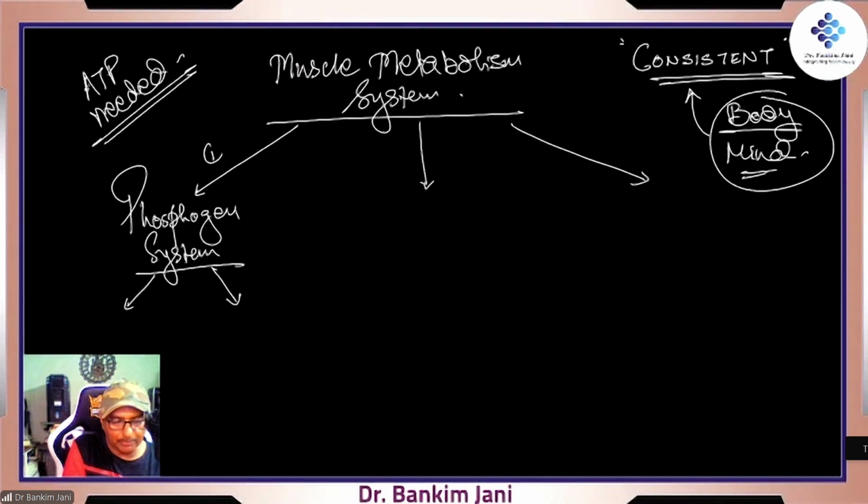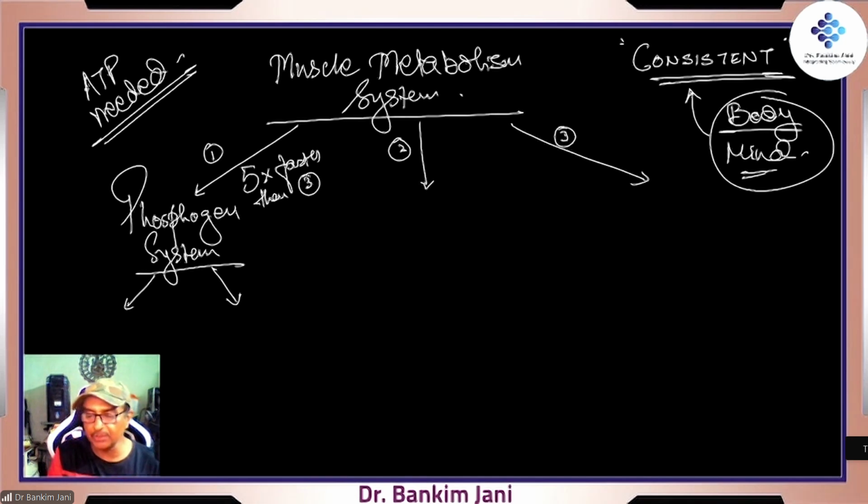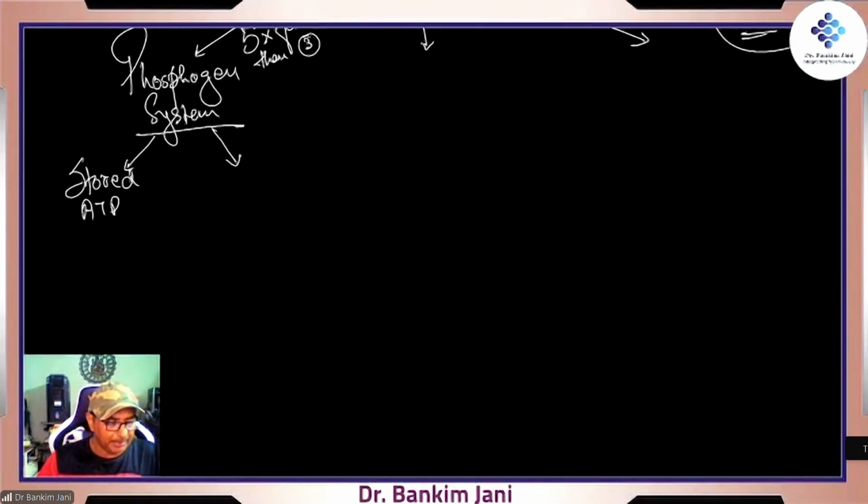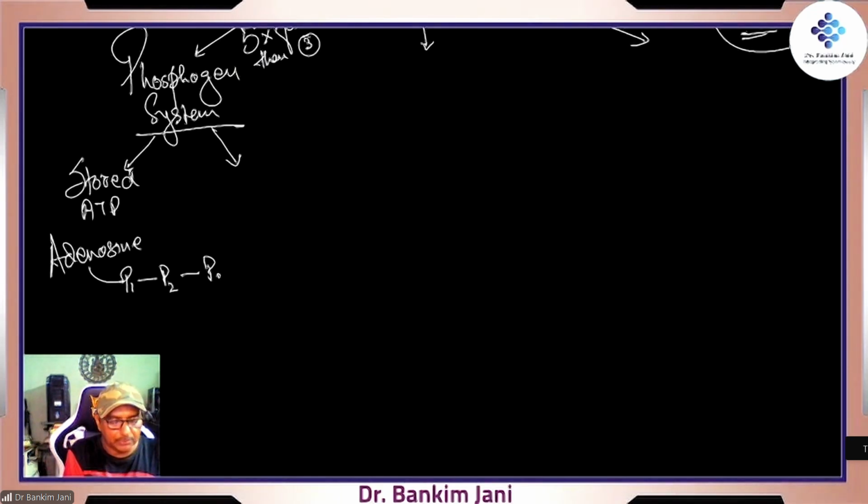If this is system 1, then we'll be talking about system 2, and then system 3. This particular system is 5 times faster than system 3. System 3 is the slowest. If you want to spend money, either you earn it or you spend straight from the wallet. So this is like stored ATP, ATP which is already in our wallet. Now ATP is adenosine triphosphate. Here is the adenosine, and there is phosphate 1, phosphate 2, and phosphate 3.